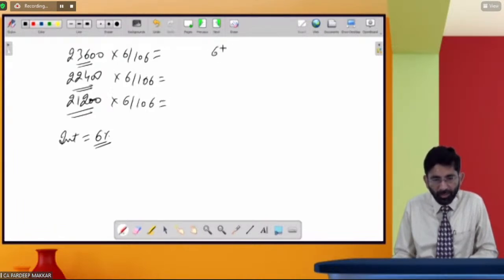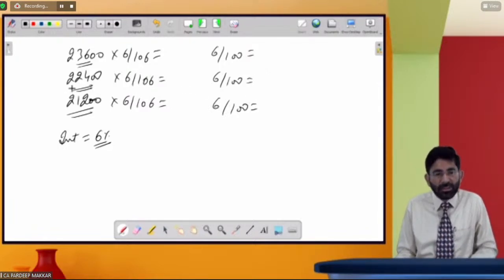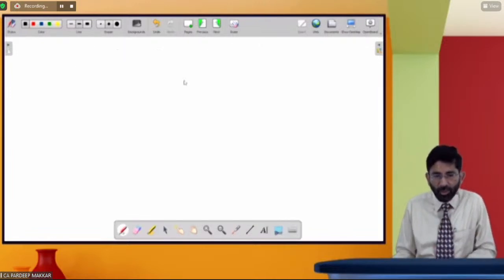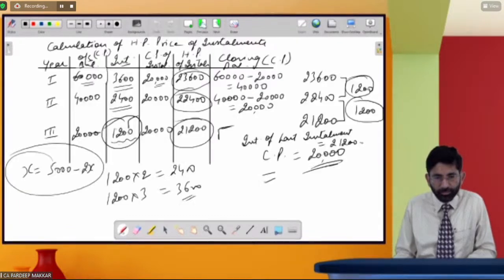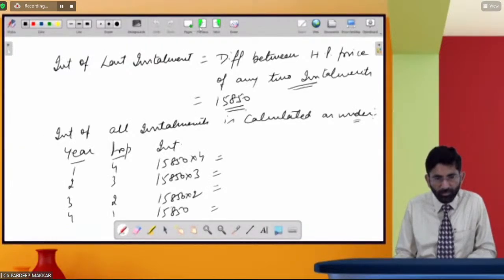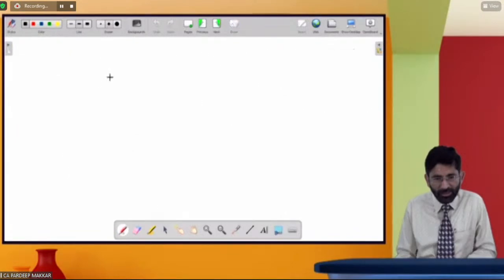If I will do 6 by 100, it will be wrong. Why? Because this is not the CP price on which interest is calculated. Interest is calculated on CP price, not on the HP price. So this will always be wrong. Erased. Okay. By chance it has been erased. Let's write it again.